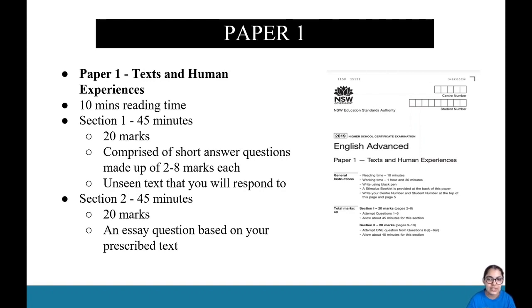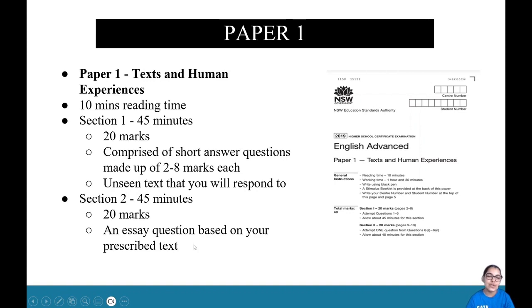So there are 2 sections: section 1, unseen questions, and section 2, the essay question. The 2 key skills that are going to be imperative here include, firstly, the ability to respond to different texts and extract techniques from them. You'll be focusing a lot on analysis this year and next year, because that analysis is really important. And for section 1, you have to do all of this on the spot.